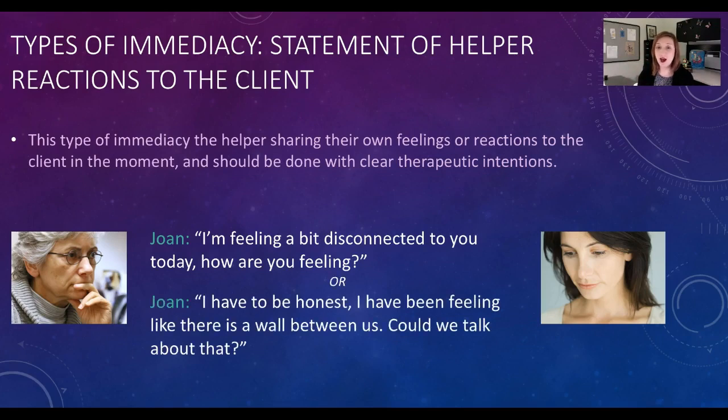Or she could say, "I have to be honest. I'm feeling like there's a wall between us. Could we talk about that?" And notice the tone in which I just said that. She's not saying, "I have to be honest. I just feel like there's a wall. Like, what's going on?" She's not using a blaming tone. She's maintaining an empathetic, warm tone, but she's saying, "Hey, what's going on here? I'm not feeling great about things. I'm wondering where you are."